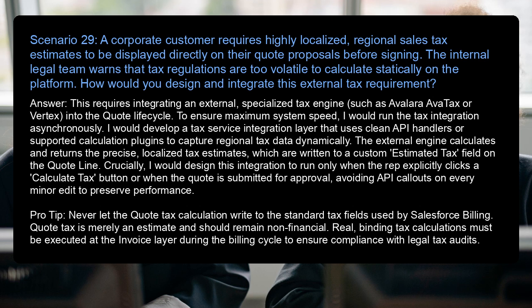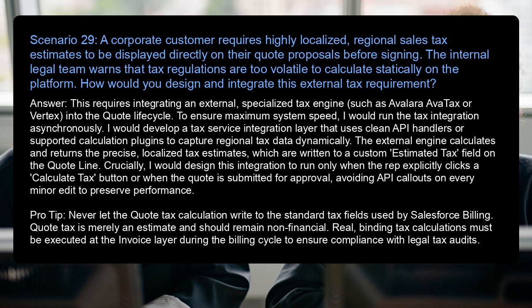Answer: this requires integrating an external specialized tax engine such as Avalara AvaTax or Vertex into the quote lifecycle. To ensure maximum system speed, I would run the tax integration asynchronously. I would develop a tax service integration layer that uses clean API handlers or supported calculation plugins to capture regional tax data dynamically. The external engine calculates and returns the precise, localized tax estimates, which are written to a custom estimated tax field on the quote line.